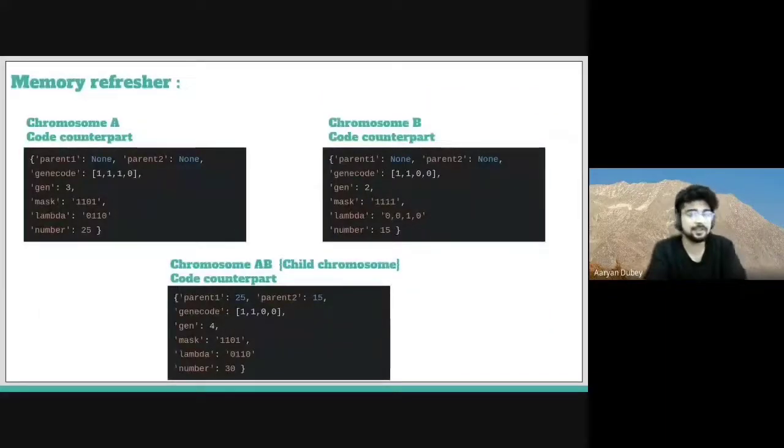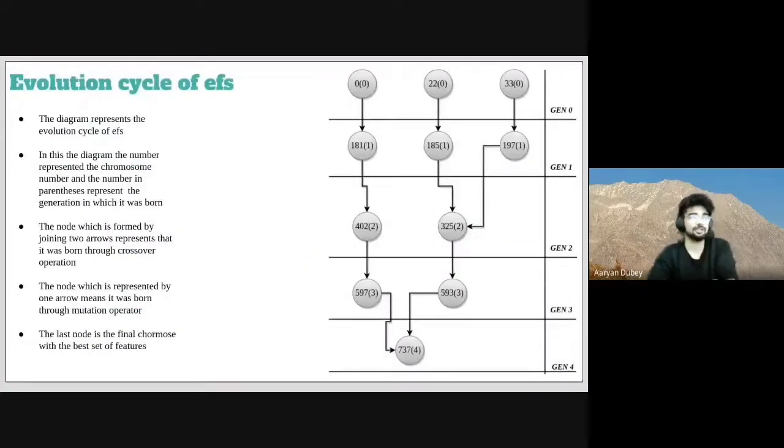So, some memory refresher. We already know we have chromosome A and chromosome B, the code counterparts of how chromosome A and chromosome B are created. Let's say we create a child chromosome, chromosome AB, from chromosome A and chromosome B. Right now, you can see we have two parents, parent 1 and parent 2. Parent 1 has the value 25, which has come from chromosome A. Chromosome B has the value 15, and it will be used here. So, chromosome AB has been crossed over from parent A and parent B, that is 25 and 15, chromosome A and chromosome B. This will be useful for us to understand the evolution cycle of the EFS.